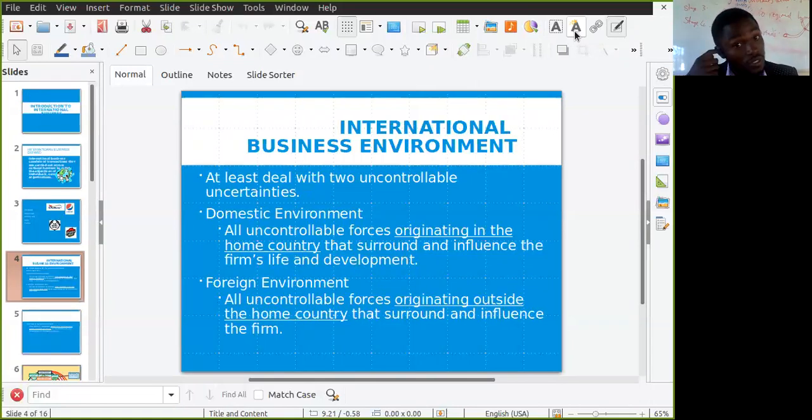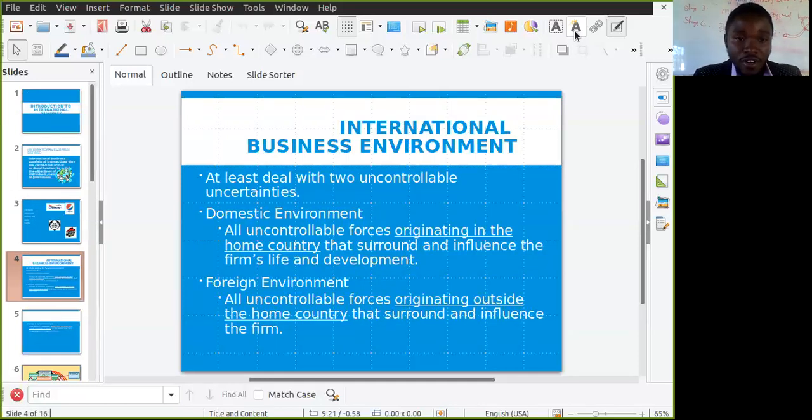Let's look at the definition of domestic environment. Domestic environment refers to all uncontrollable forces originating in the home country that surround and influence the firm's life and development. This simply means that, for example, if I told you to start a business today in Zambia, the domestic environment is that home country where you started that business. Some uncontrollable forces that you can face will be the exchange rates and also the political structure that might be enforced by the current government.